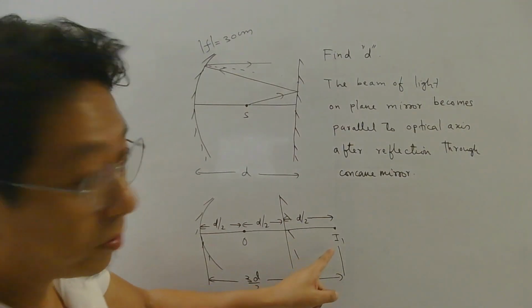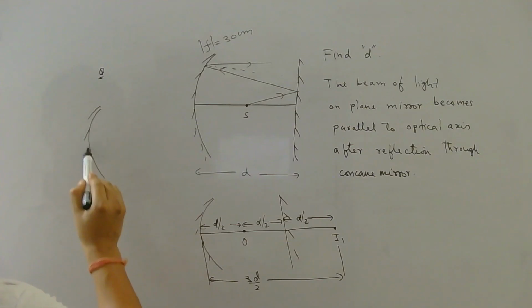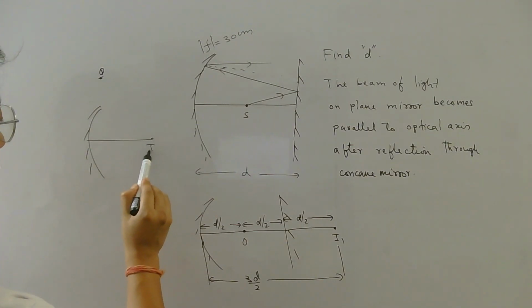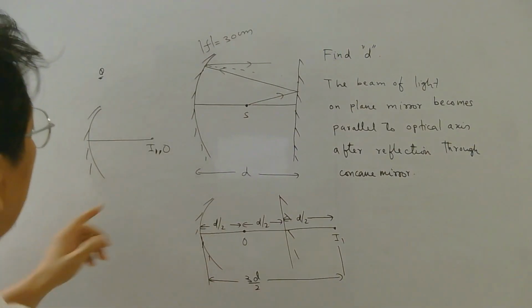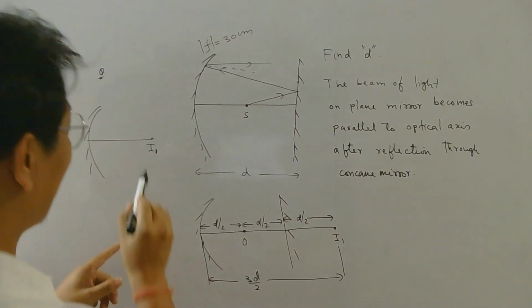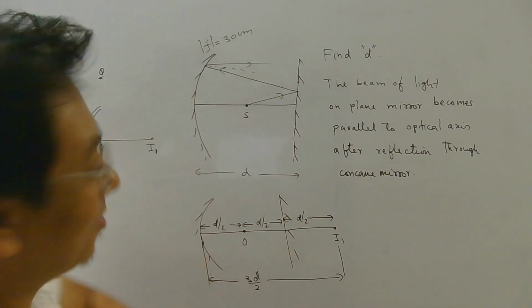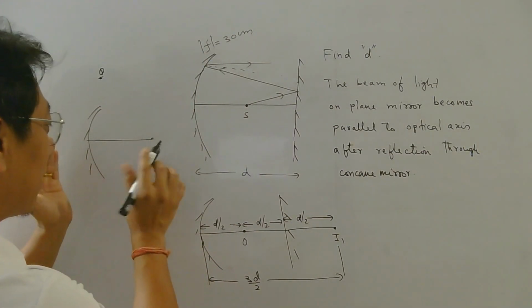Now if this is the object for the concave mirror, if this is your object, let me write here O. Actually O is here, so you should not get confused. So this is actually the image made by the plane mirror, which will now be the object for this mirror. So for this mirror, this is like the object, so let me write O.